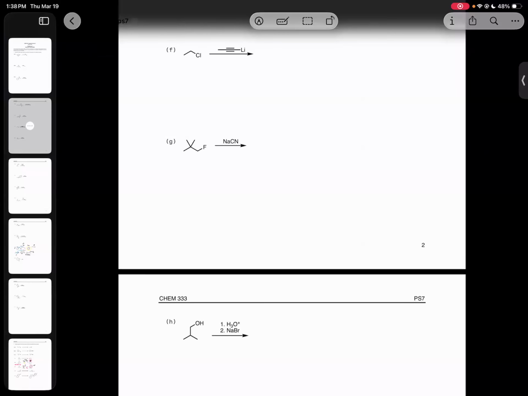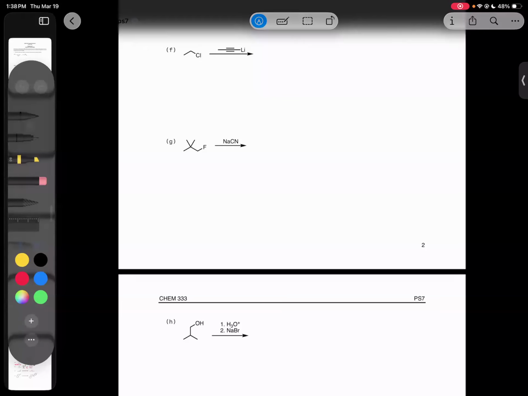What about G? No reaction. Okay, so we've got the fluoride there. If you get an F on the exam, that's bad. So fluorine's not bad. But in these cases, fluorine is a bad leaving group. So there's no reaction here, no mechanism, no nothing.